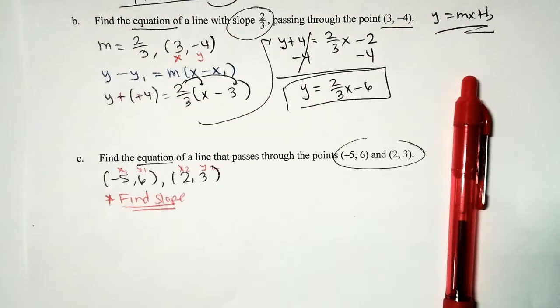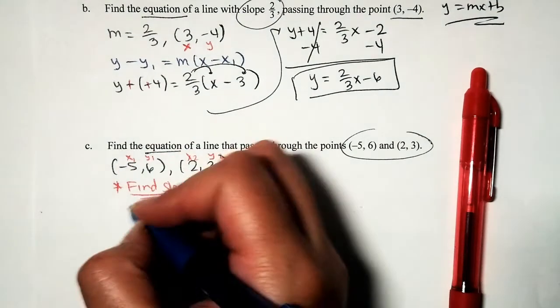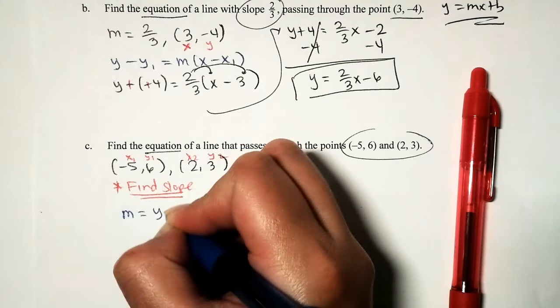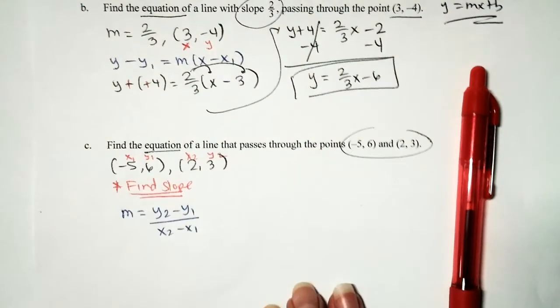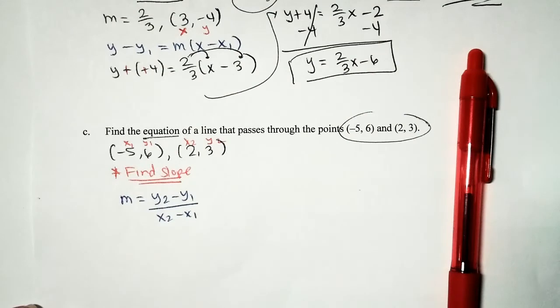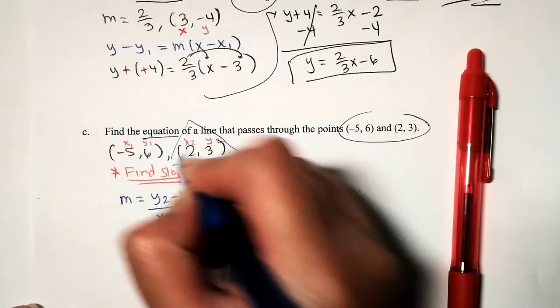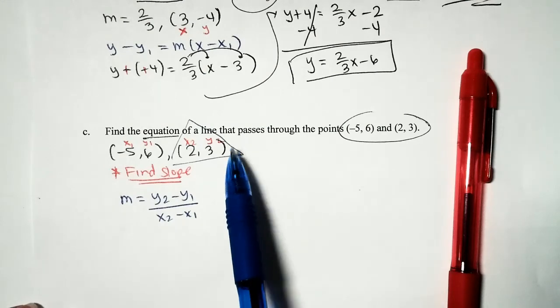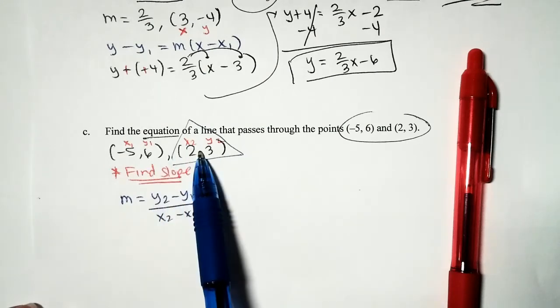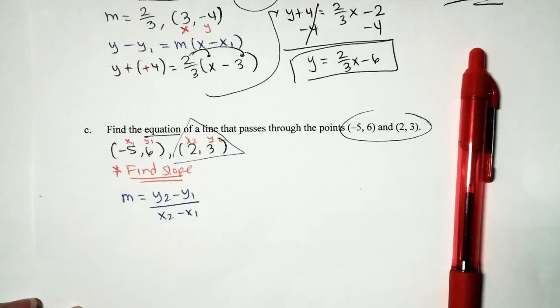So I want to remind myself, what is the slope formula? The slope formula is m equals y2 minus y1 over x2 minus x1. So difference of the y's over difference of the x's. And something that I like to do, I like to circle whatever I call the second point, just to remind me that I start here. This y minus the other y over this x minus the other x. So let's go ahead, plug and chug.